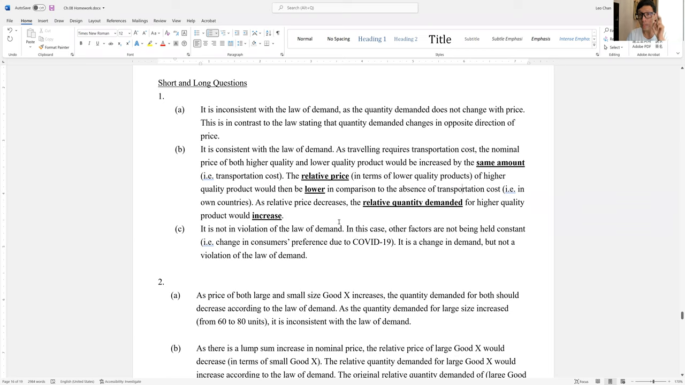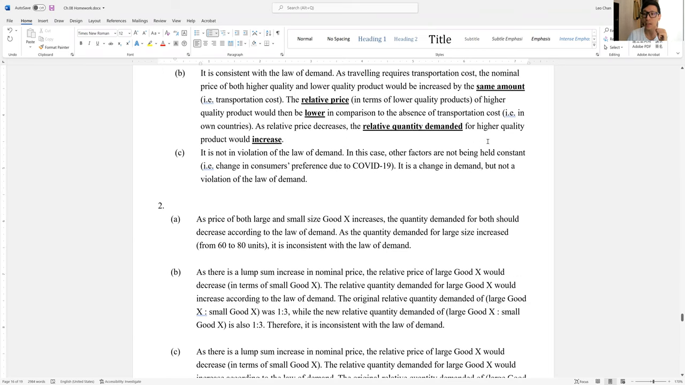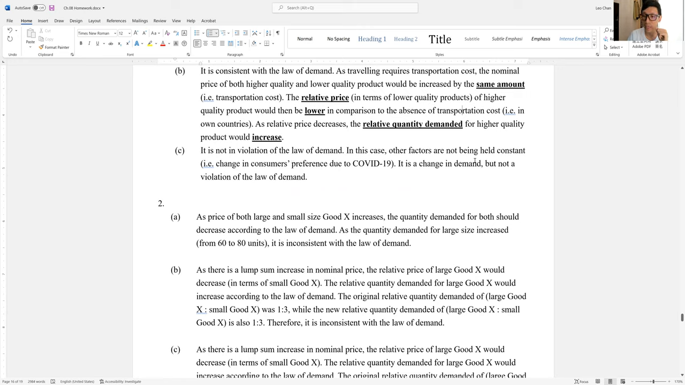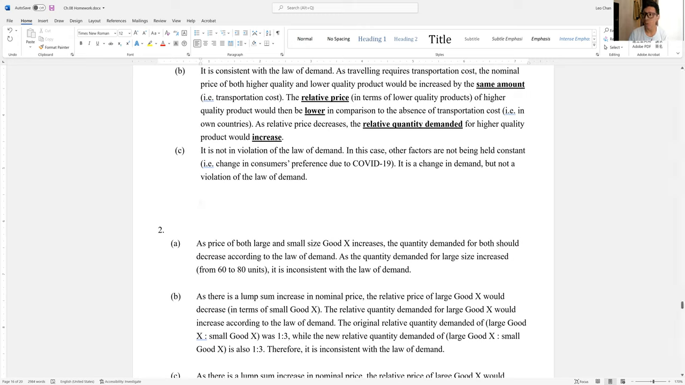Again, two ways to explain. You can follow this way of explaining, right? Other factors are not held constant. Therefore, it is a change in demand. The law of demand will be inapplicable in this case. Or I see some of your classmates also use full cost, right?